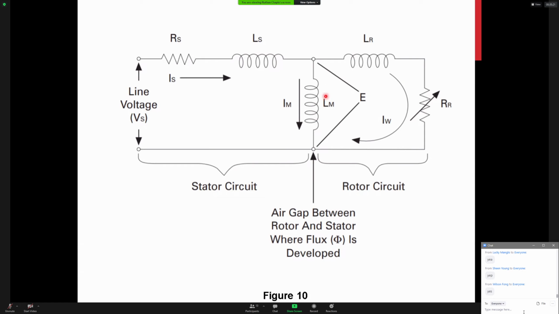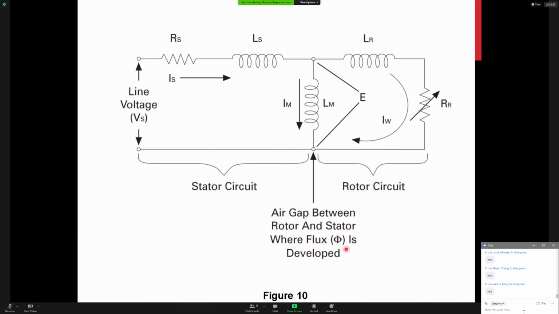As you load a motor down, this magnetic link is forcing the rotor to spin, and it wants to keep spinning as fast as it can. But as we mechanically load that down, it gets harder to spin, so it draws more current. More, in this case, we'll call it working current. And that is the current that's actually flowing in the rotor circuit.